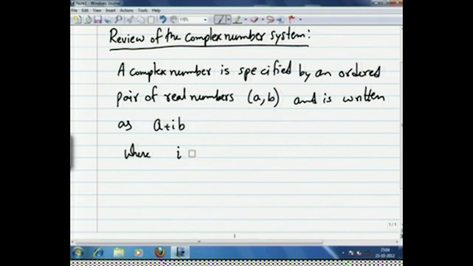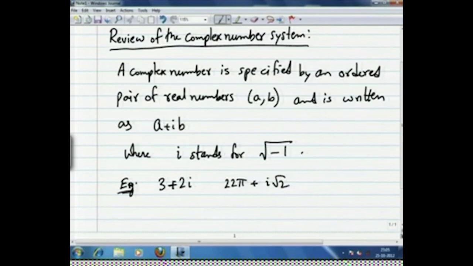Okay. So, I stands for the square root of minus 1. So, the complex number system provides for an entity which acts as the square root of minus 1, which is not available in the real number system, and that we denote by I, and given an ordered pair of real numbers we talk of a complex number a plus b I. Okay. So, we can readily take any example like that. 3 plus 2 I is a complex number, and 22 pi plus I root 2 is also a complex number.